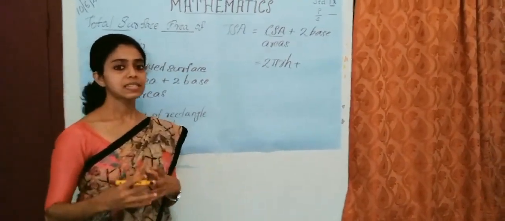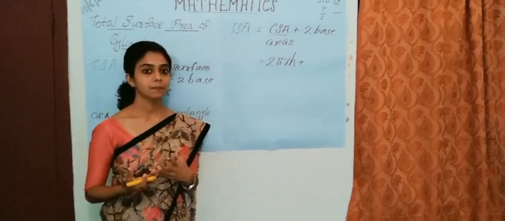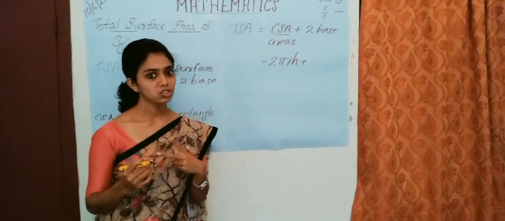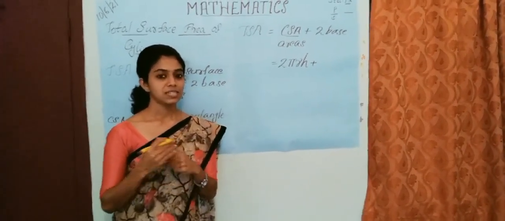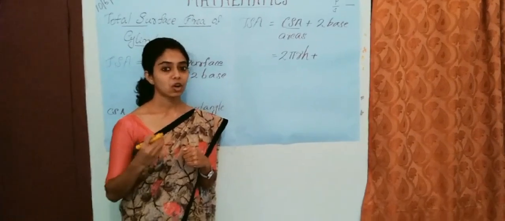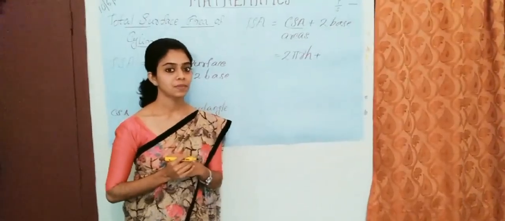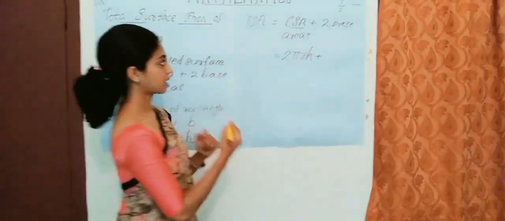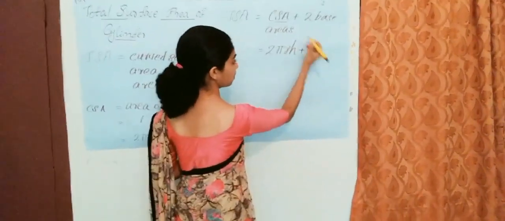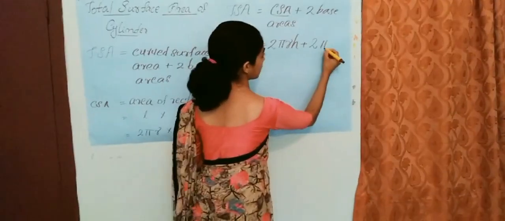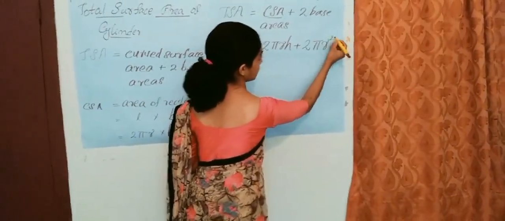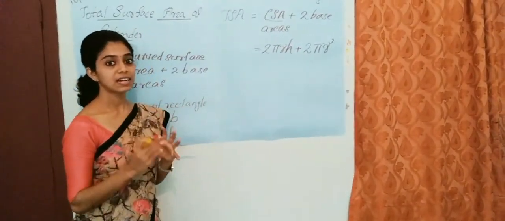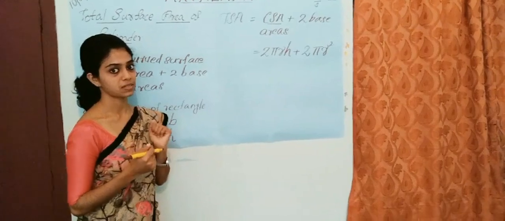So, what's the shape of the base of the cylinder? Correct, it is circular in shape. How many bases are there? 2 bases are there. So what is the formula for finding the area of the circle? Do you know? Very good, it is pi r square. So we can write 2 into, correct, pi r square. Here, why do we use this 2? Very good. It is because a cylinder has 2 circular faces.